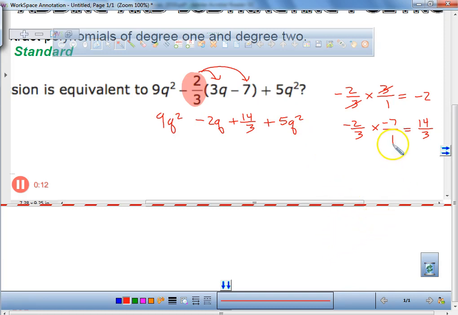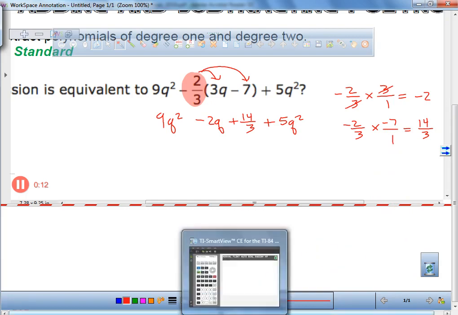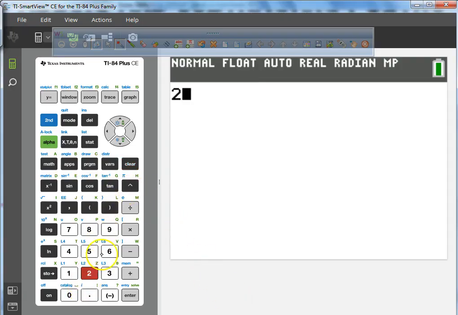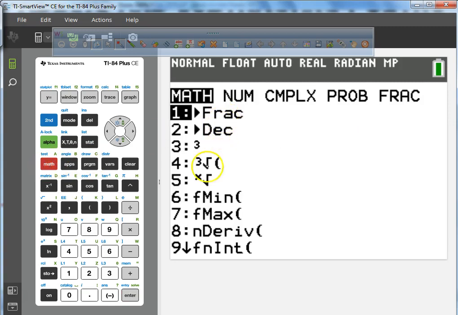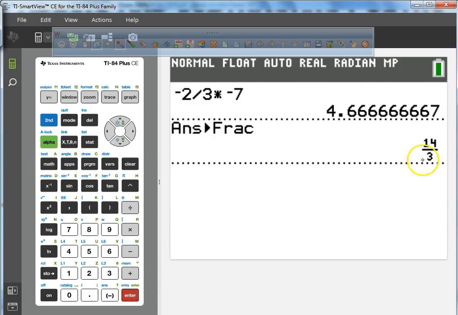Now, if you were using the calculator, and you didn't know how to multiply these fractions, where you do the numerator times the numerator, the denominator times the denominator, all right? How could you do it in the calculator? Very easy. Let's do one of them real quick. You do negative 2 divided by 3. You multiply it by a negative 7. You get a decimal. Now, how do you change that to a fraction if you wanted to? Close. You do hit the math button, and press enter twice, okay?